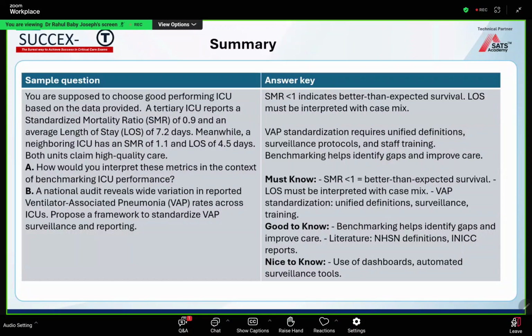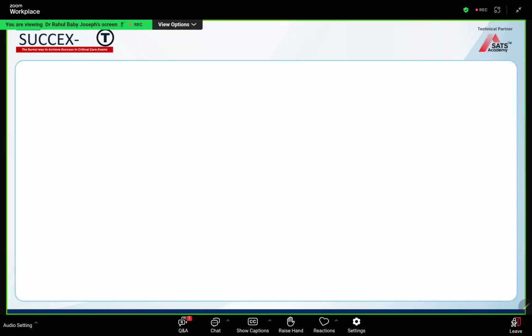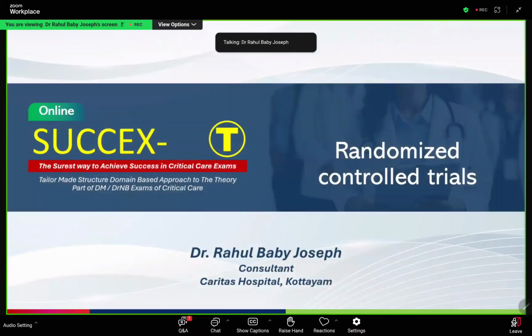To summarize, the must-know points here: SMR less than 1 means better than expected survival. You need to know the length of stay is interpreted by case mix. We already mentioned all this. For WAP, you need to know the standardization, definition, surveillance, and training. It is good to know the benchmarking of different things to identify gaps and improve care. Read about the NHSN definition and INICC reports. And it is nice to know the automated surveillance tools. Thank you, sir.